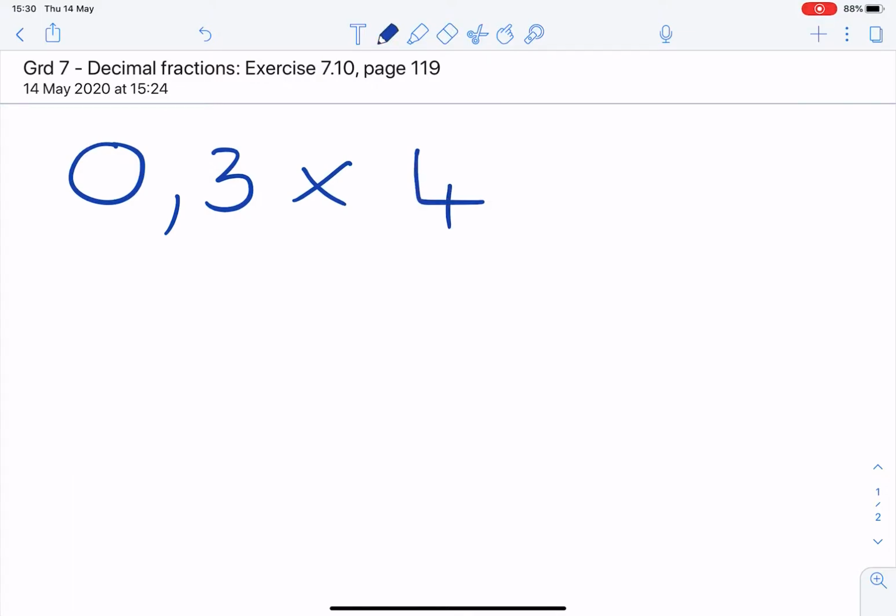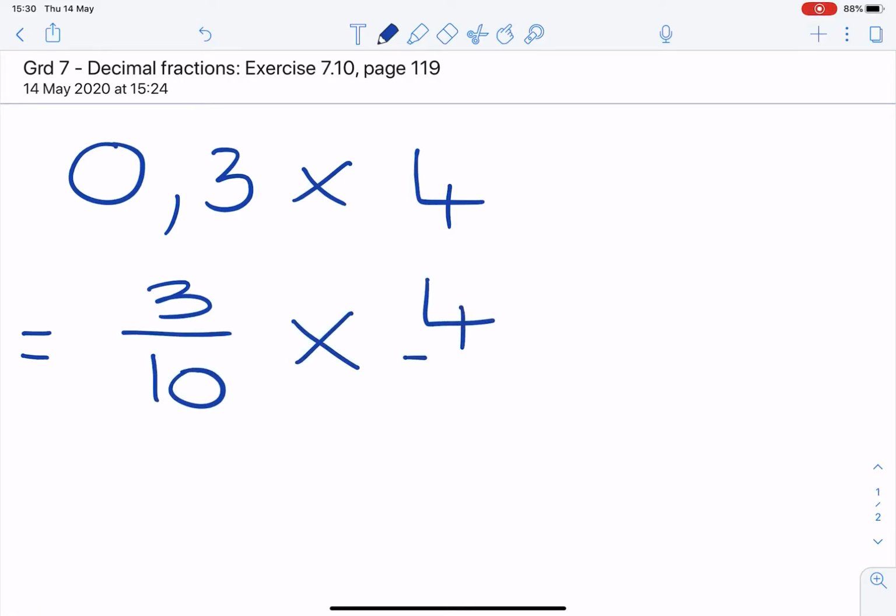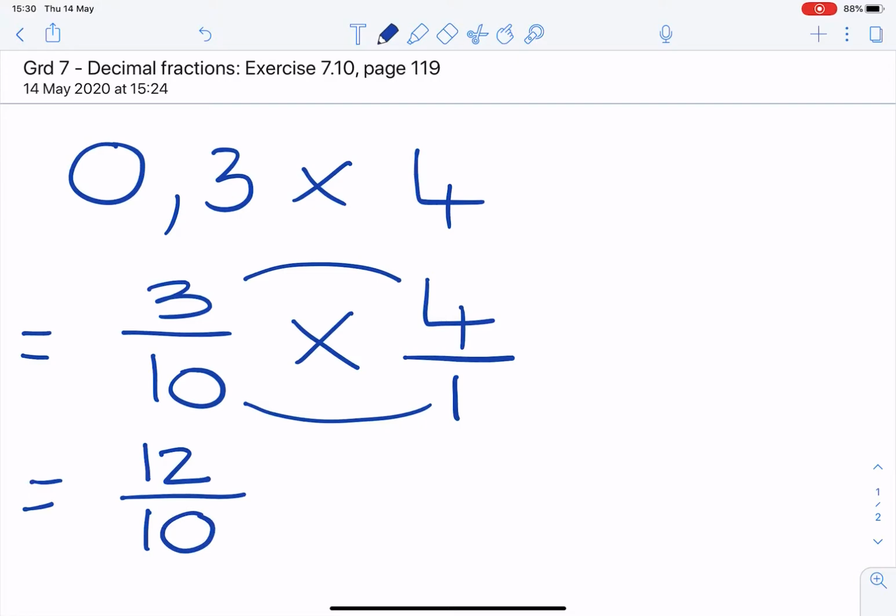Now, we're going to convert these into common fractions and then multiply the numerators and the denominators. So 0,3 is 3 over 10, and 4 will be 4 over 1. 3 times 4 is 12. 10 times 1 is 10.